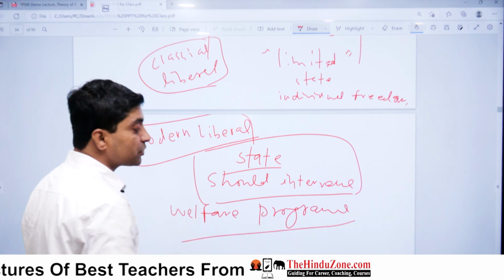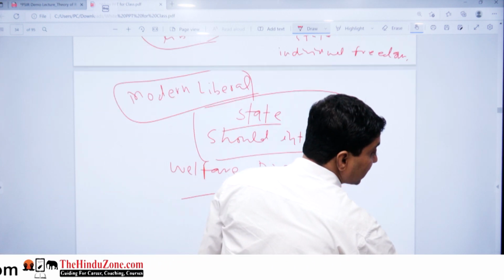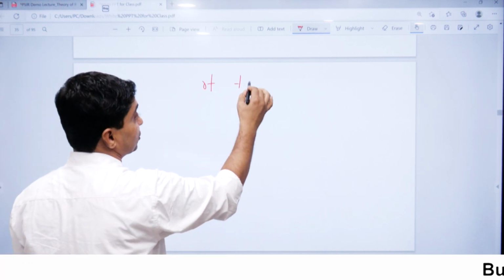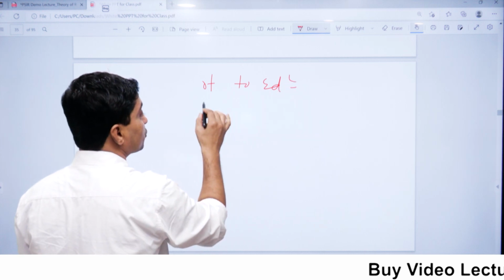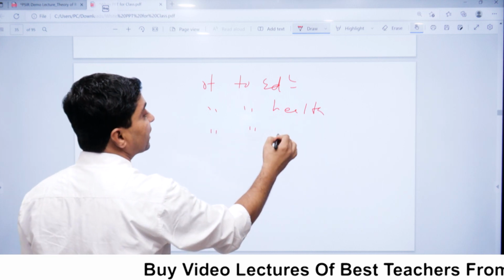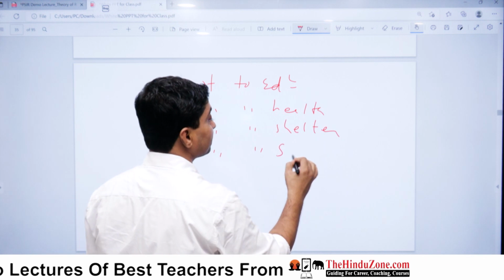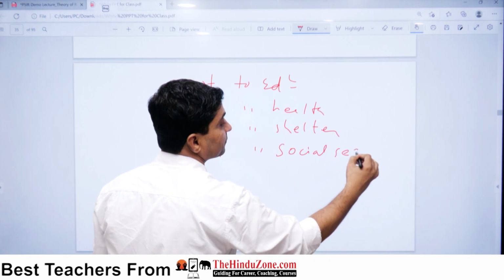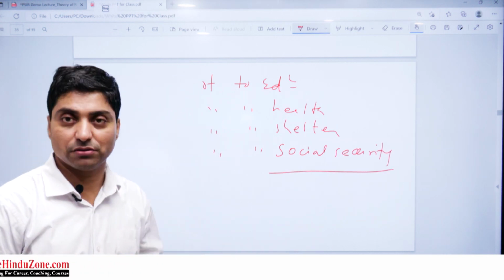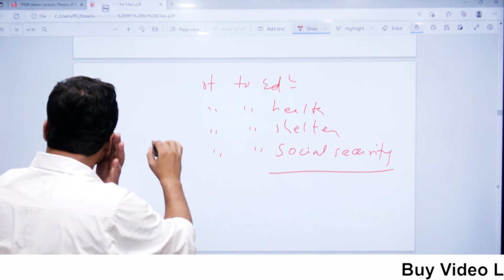For example, the state should manage resources and generate revenue, and the state should give a right to education. A state should give a right to health, a right to shelter, and a right to social security. What is social security? For example, pension. Pension is social security.